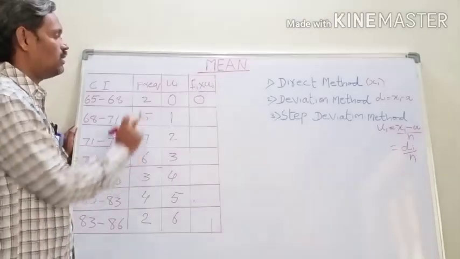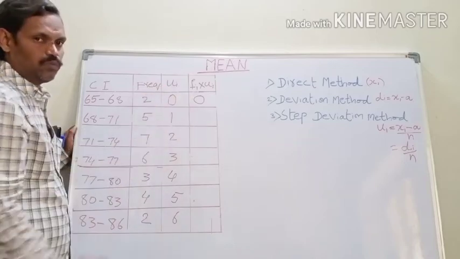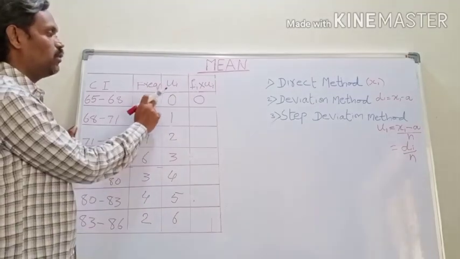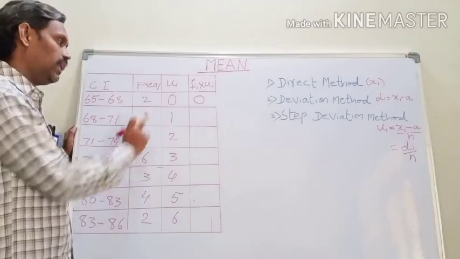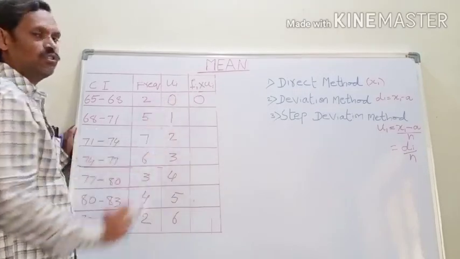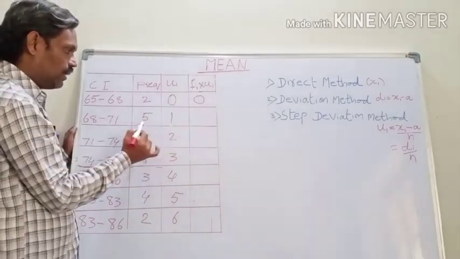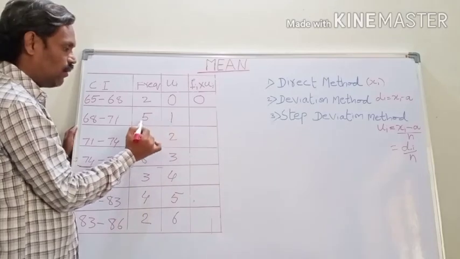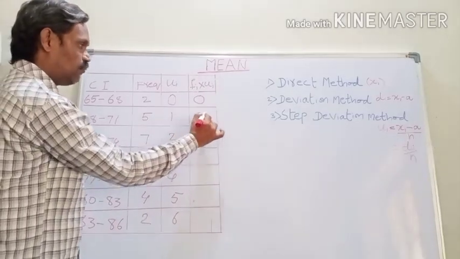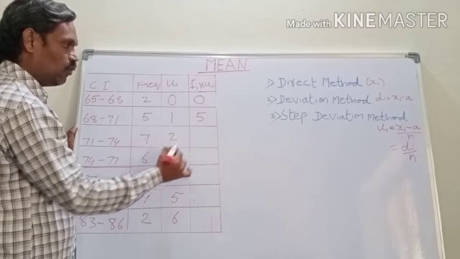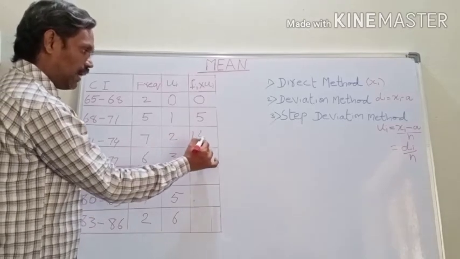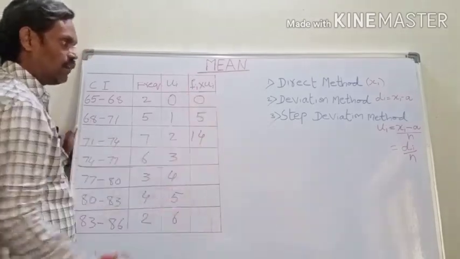So many students write 2 into 0 as 2. So it's wrong. 2 into 0 is 0. So any number into 0 gives 0. Then fi into ui, this fi with its corresponding ui. 5 into 1 is nothing but 5. 7 into 2, 14. While writing the products, you will follow the place values.